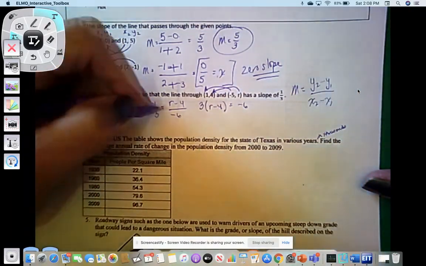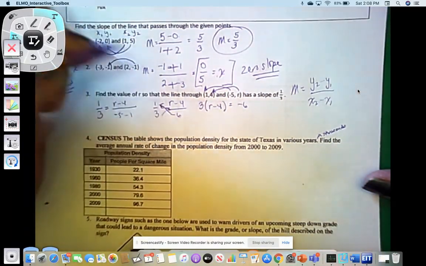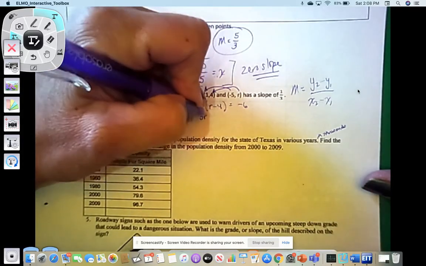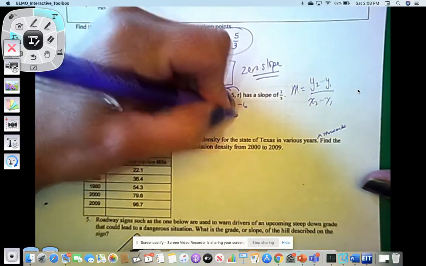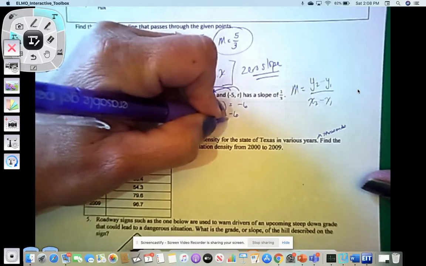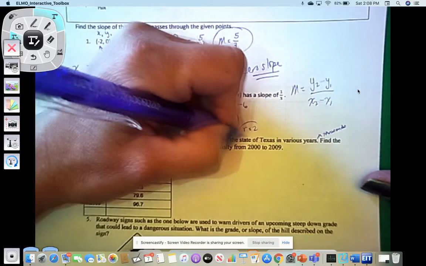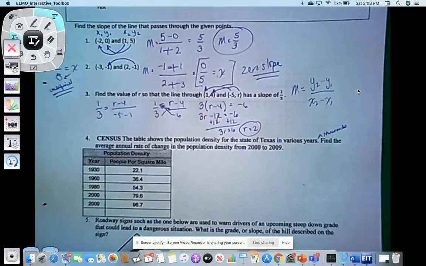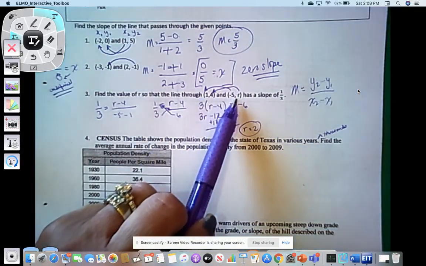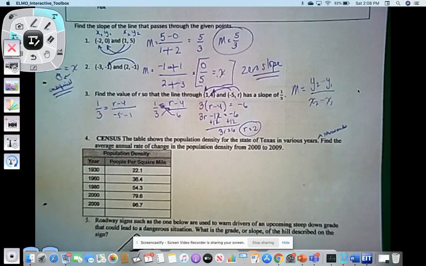If you're not sure where I got that from, I cross multiplied here. And now I'm going to do the distributive property, and I'm just going to solve it. So r equals 2. So that was my missing coordinate. So this coordinate should be -5, 2.